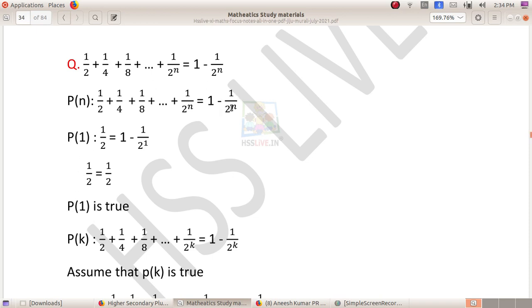Now substitute n = 2 on the right side: 1/2 raised to 2, that is 1/4. That is 1 − 1/4, which means 3/4. So we have obtained that both left and right sides are the same. That is, it is true for n = 2.